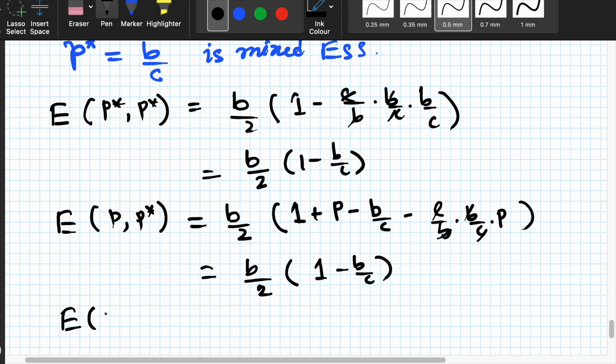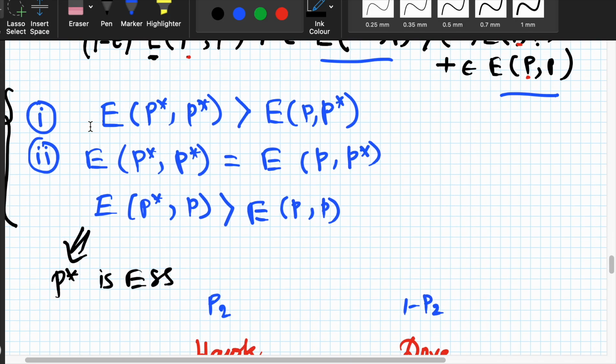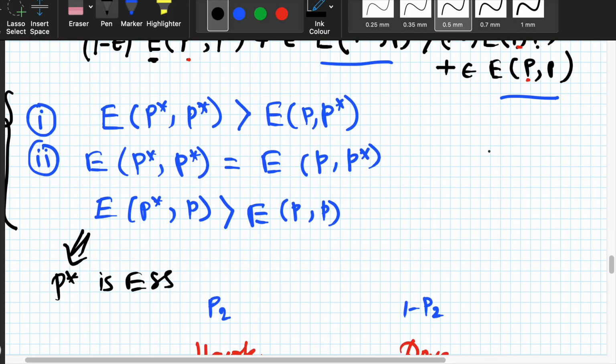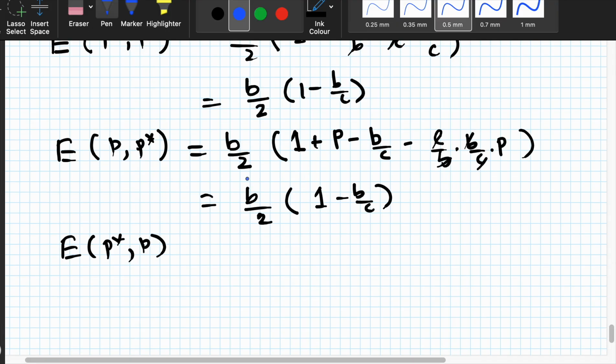And we have to calculate what p star is getting, since these two quantities are equal. If I go back to the Nash equilibrium conditions for ESS, you see that the first condition is not true. However, this condition is true: E(p star, p star) equal to E(p, p star), that is b/2 (1 minus b/c). Now we have to check what p star is getting by playing with p.